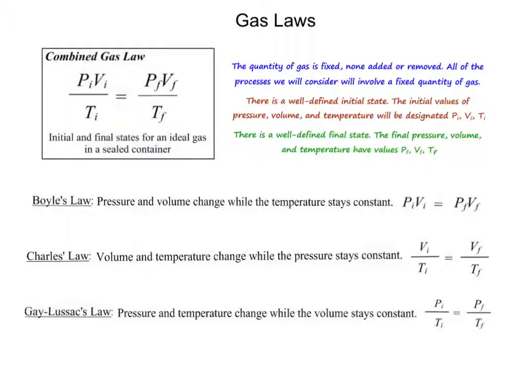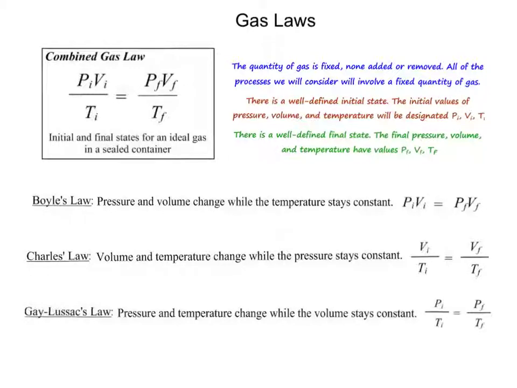To use the combined gas law, we have to establish that the quantity of gas is fixed. We're not going to add any gas or remove any gas. All the processes that we're going to consider, these gas processes we're going to look at, will involve a fixed amount of gas. Second, that there's a well-defined initial state. There's an initial pressure, an initial volume, and an initial temperature. And then there's a well-defined final state: a final pressure, a final volume, and a final temperature. Each of these variables can be represented in a diagram that we call a PV diagram.